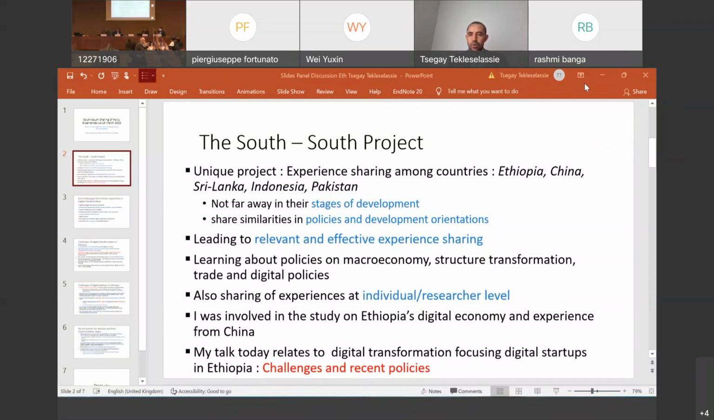Also at the individual or researcher level, we shared experience with researchers from Sri Lanka, Indonesia, Pakistan, and China. So it was really a very valuable experience. I was involved in the study on Ethiopia's digital economy and the experience from China. However, my talk today will focus on digital startups in Ethiopia, specifically on challenges and recent policies.